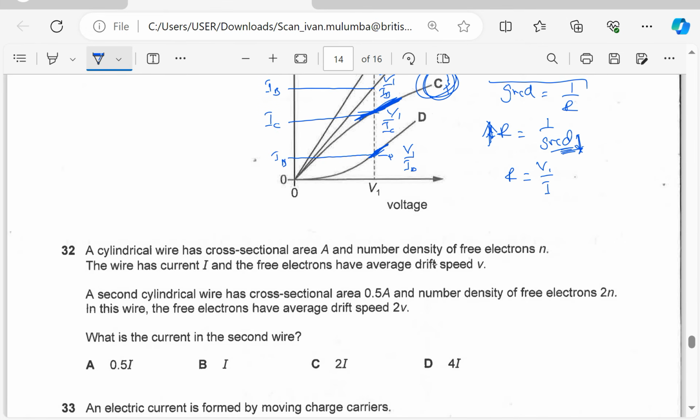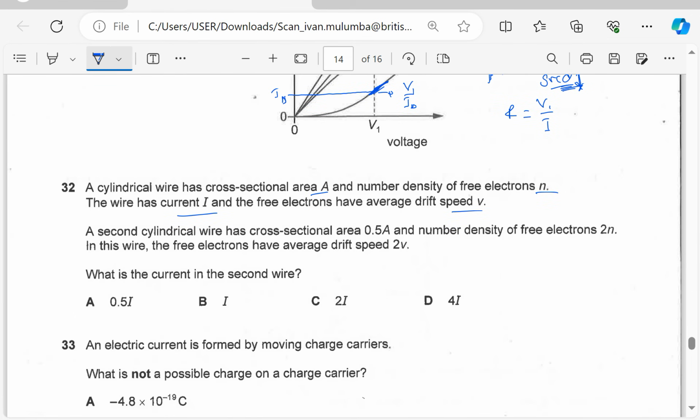A cylindrical wire has cross-sectional area A and a number density of free electrons capital N. The wire has current I and free electrons have average drift speed V. The second cylindrical wire has cross-section area 0.1. So for the first one, I will just simply say I equals NeVA, where e is the charge of each electron.